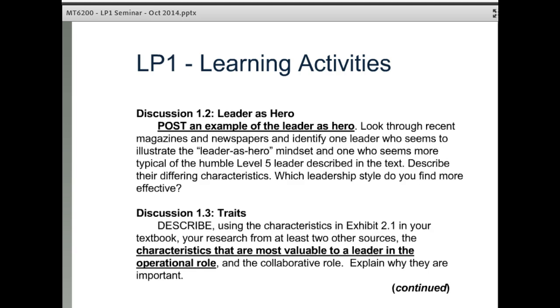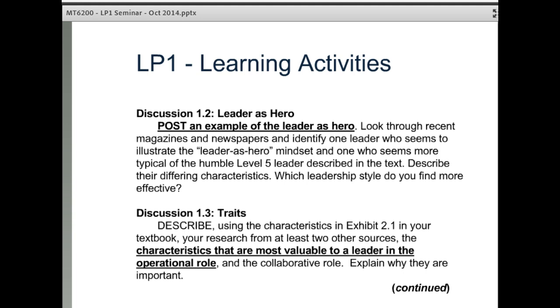Okay, the learning activities. The discussion is leader as hero. So post an example of the leader as hero. Look through recent magazines and newspapers and identify someone who can illustrate the leader as hero mindset and who seems more typical of the humble Level 5. So go through that and just look for that example and look at the differing characteristics. Which leadership style do you find more effective?